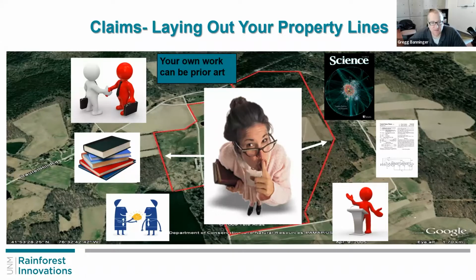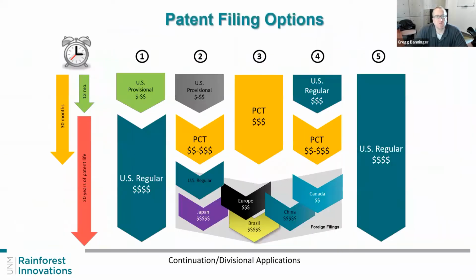So it's often best to file something before you publicly disclose it. Just some brief patent filing options. The typical process in the US: the US is the only country that gives a provisional. It's kind of a 1-year holding place. It does not count on your 20 years, so it gives you an extra year of protection.